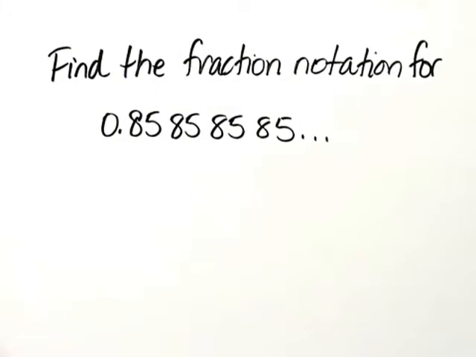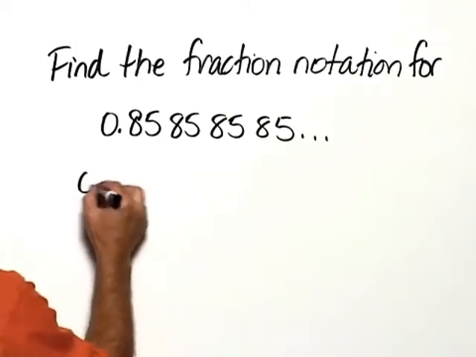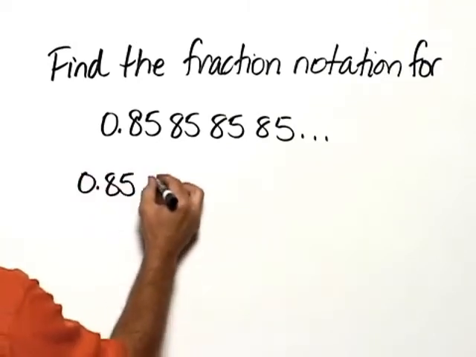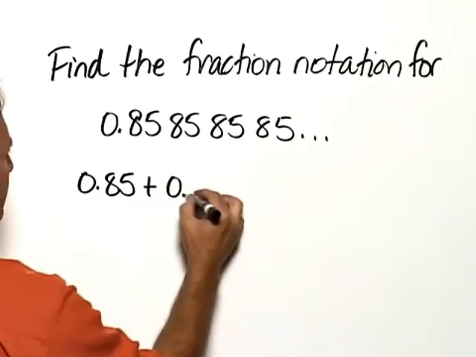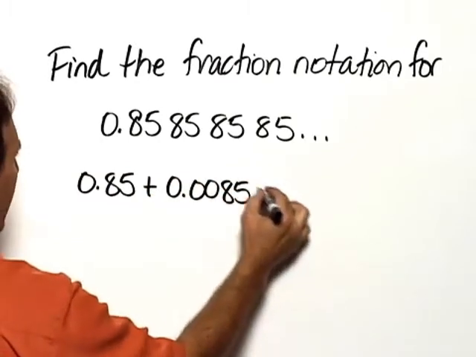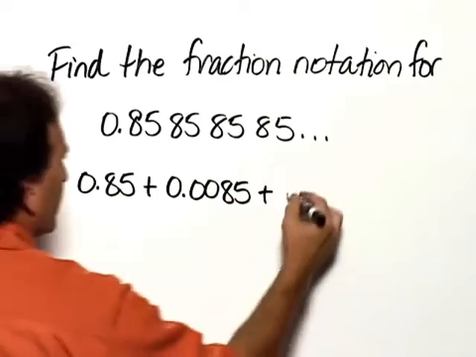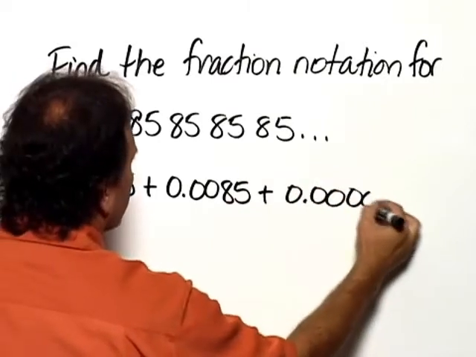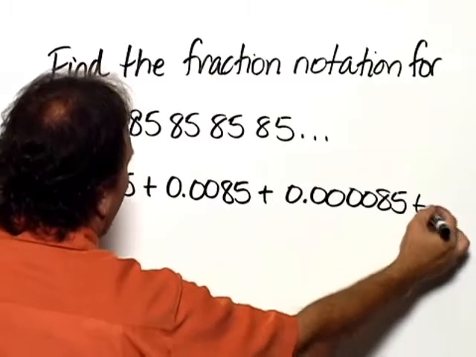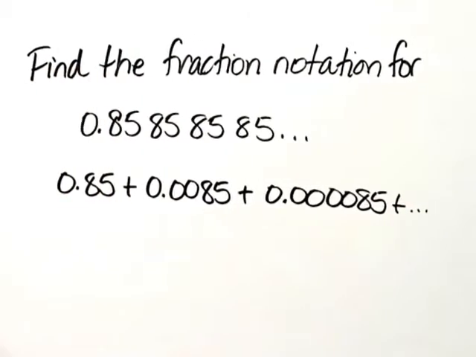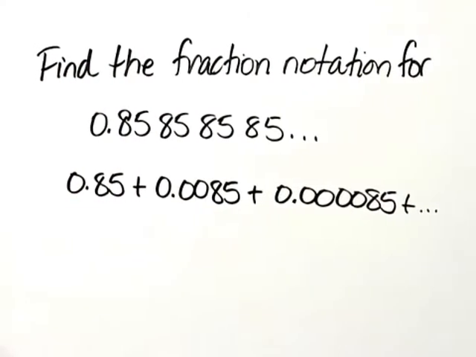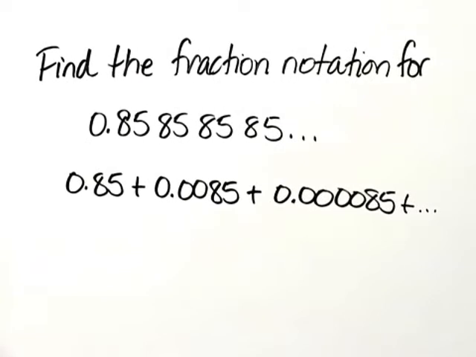Find the fraction notation for 0.85858585, etc. So we have a repeating decimal here. Remember that we can rewrite this as 0.85 plus 0.0085 plus 0.000085 plus, etc. And now you'll recognize this as an infinite geometric series.